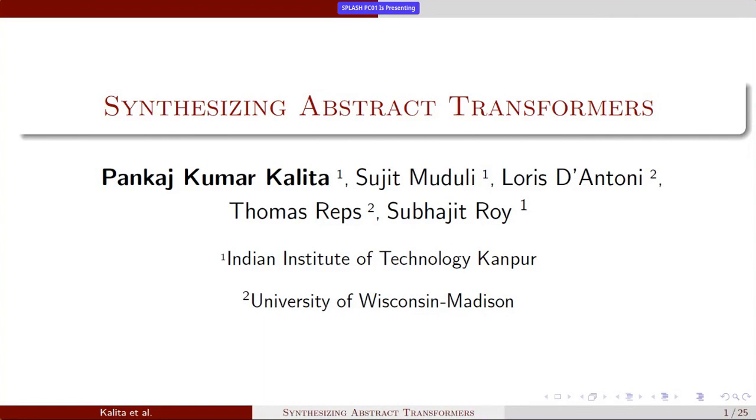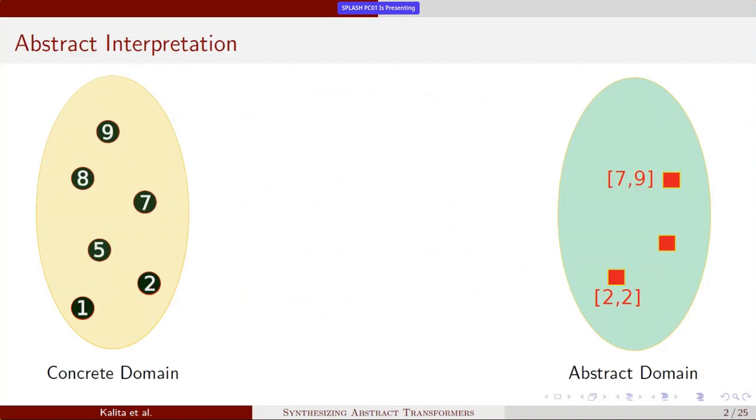So today we'll talk about synthesizing abstract transformers. This work is with Sujit and my supervisor Subhajit Roy from IIT Kanpur, and our collaborators Loris and Thomas Reps from University of Wisconsin-Madison. Abstract interpretation is an approximation of the program semantics, and we reason about the program using an abstract domain.